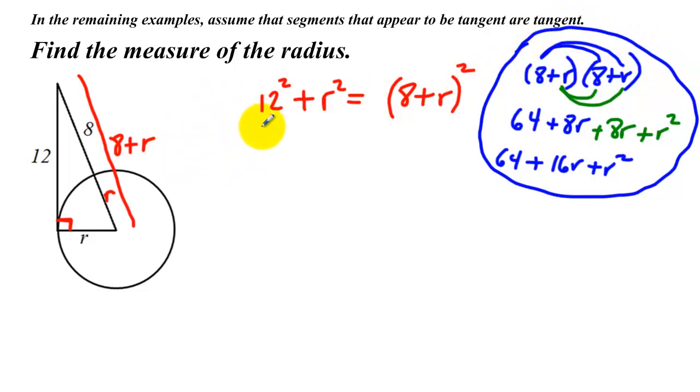Let's come back over here. So we've got 12 squared, and we all know that's 144, and then bring down the plus r squared. Now this side is equal to, what did we get when we expanded it? We've got 64 plus 16r plus r squared.